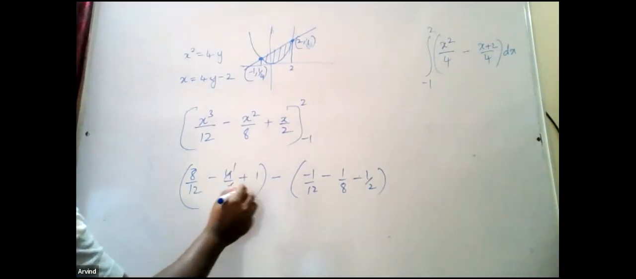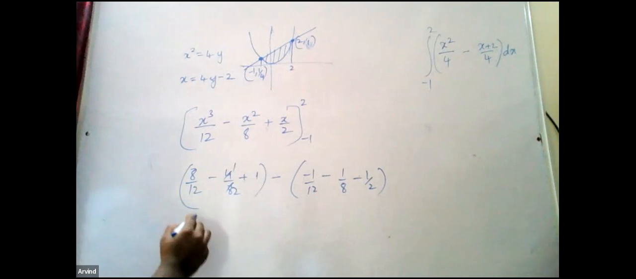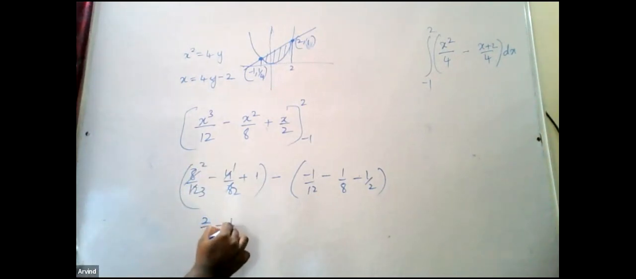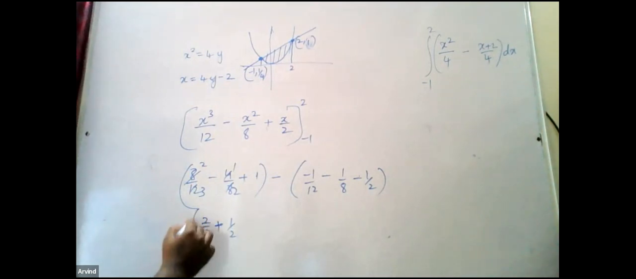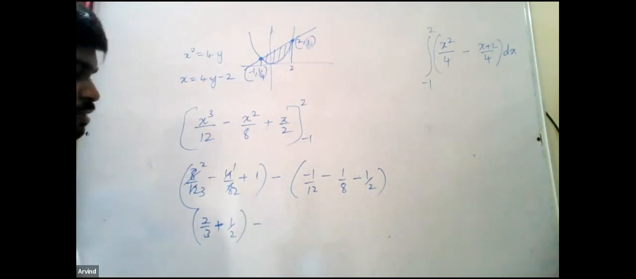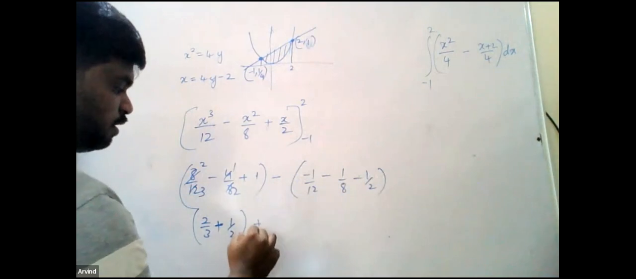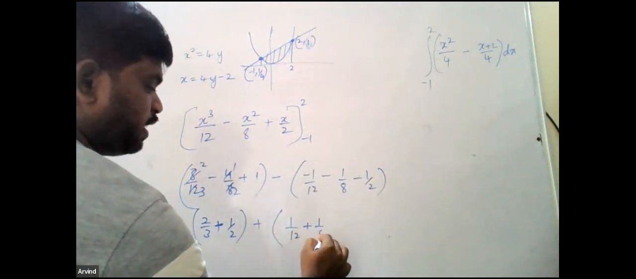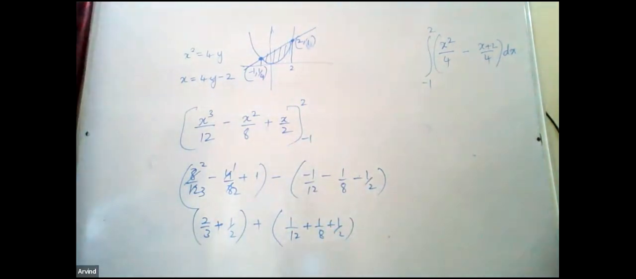So 4 ones are 4, 4 twos are 8. 1 minus 1 by 2 is half. This 4 twos are 8, 4 threes are 12. So 2 by 3 plus half minus, you can take minus common from everything, so it will become plus. Take LCM 1 by 12 plus 1 by 8 plus 1 by 2. Take the LCM of this and solve it. Okay, and give it as a task. You can solve that. So the concept is very simple.